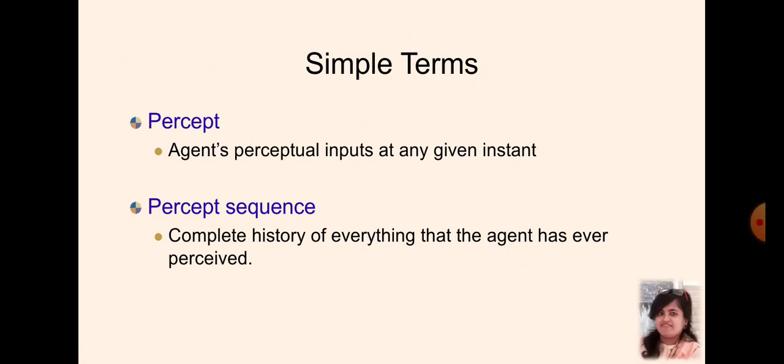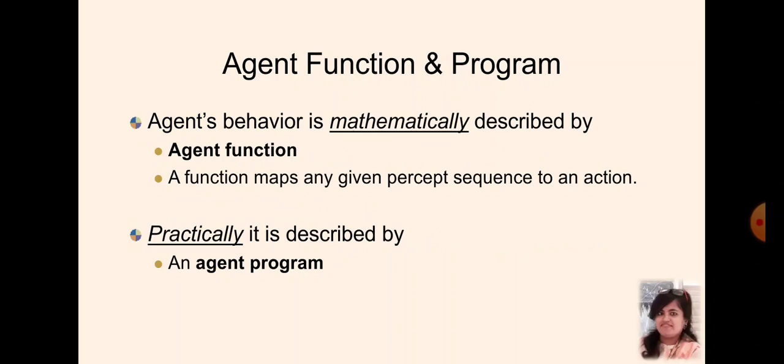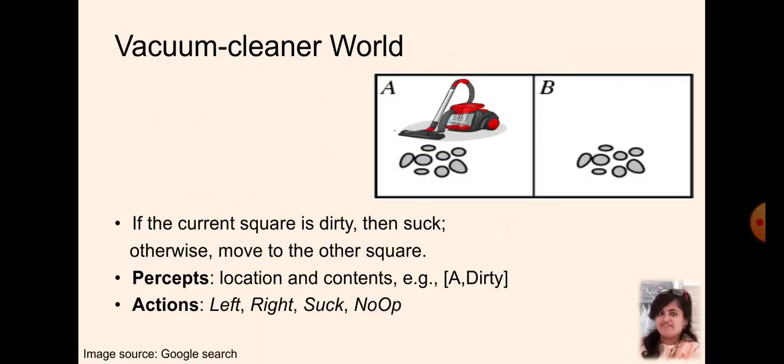Now, to describe things in simple terms, what is a percept? A percept is the agent's perceptual input at any given instant, and the percept sequence is the complete history of everything the agent has ever perceived, that is, percepts one by one forming a percept sequence. Now the agent function and program. The agent behavior needs to be mathematically described by the agent function. A function maps any given percept sequence to an action. Practically, it is described by an agent program. So this is the agent function and the agent program.